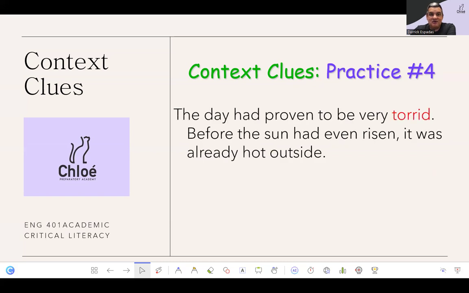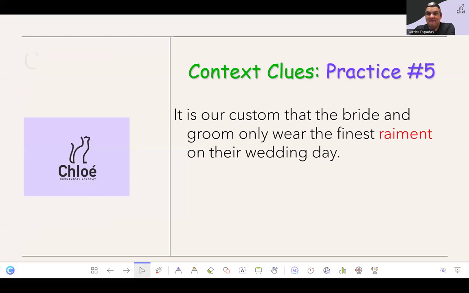The day had proven to be very torrid. Before the sun had even risen, it was already hot outside. So before the sun had already risen, imagine that. What kind of feeling do you think torrid gives, that even before the sun is out, it's already hot? And that would be a lot like Tucson in the summer.